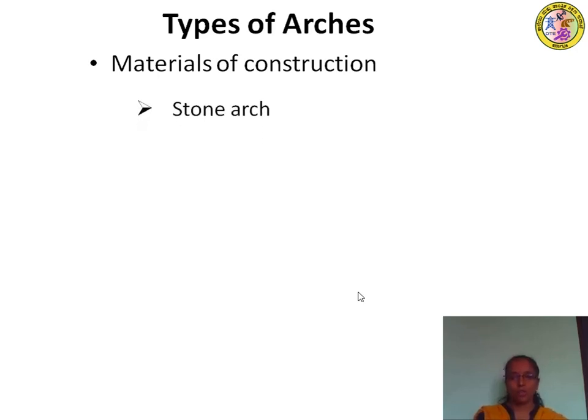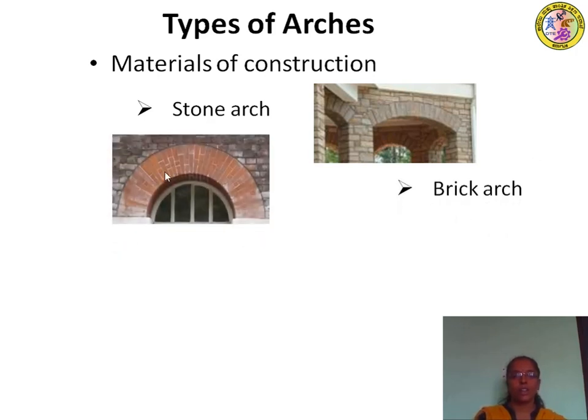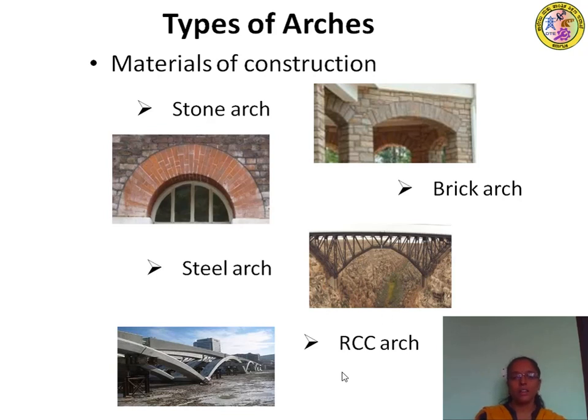The first one is stone arch, in which the arch is constructed using stones. The next one is brick arch, where the arch is constructed with the help of bricks. Then steel arch, where the arch is made up of steel. And the next one is RCC or reinforced cement concrete arch, wherein the arch is made up of concrete. It may be pre-stressed, as these days we normally go for pre-stressed arches, or it may be conventional concrete.